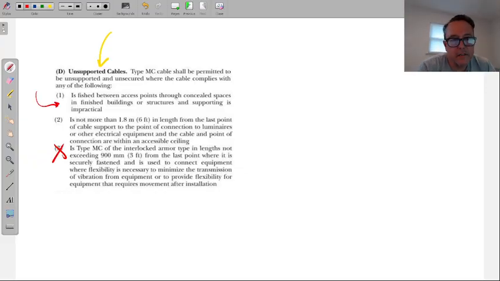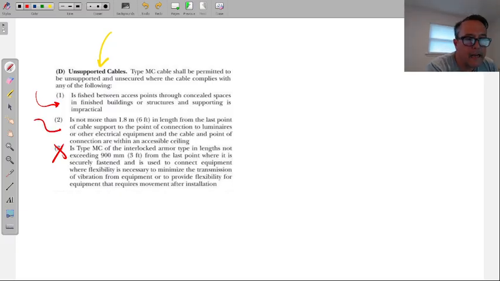And we have, 1 is not really giving us a number. 2 is going to give us a number of 6 feet. But 1 is fished, not finished. That is fished, pulled, fished between access points through concealed spaces in finished buildings or structures, and supporting is impractical. All right, like I'm pulling it through a wall. It's already a finished structure. I cannot get into this area to support this. Well, all good. We can just pull it, leave it unsupported.